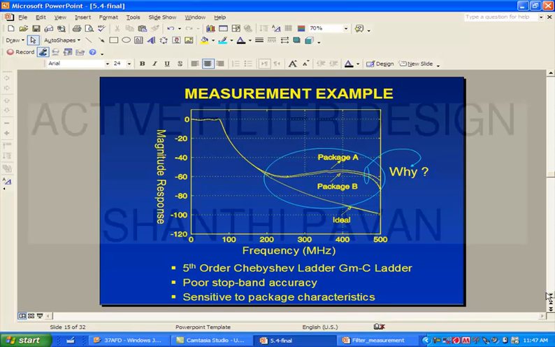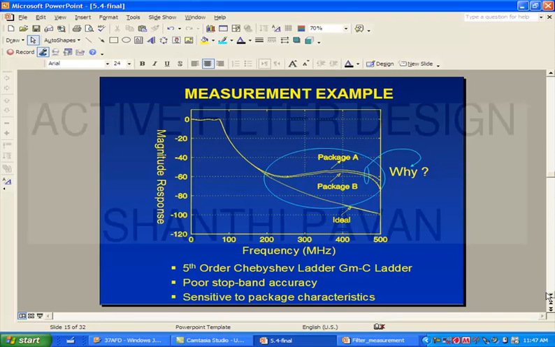This is an example from a real filter. It's a fifth order Chebyshev ladder filter. The magnitude response is plotted on the y-axis in dB, going all the way to minus 100 dB at 500 megahertz. The x-axis is in megahertz. The ideal response is supposed to go up to minus 100 dB gain, which is 1 part in 10 to the power 5.